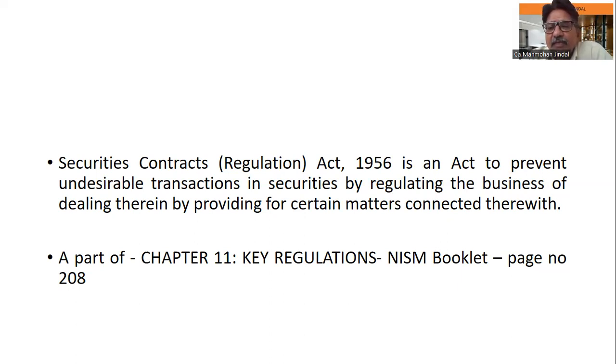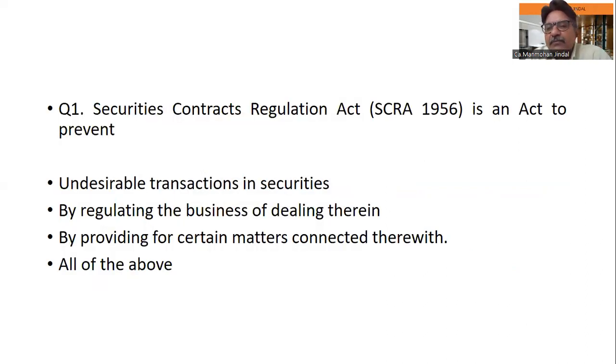So we shall discuss part 1. Securities Contract Regulation Act 1956 is an act to prevent undesirable transactions in securities by regulating the business of dealing therein, by providing for certain matters connected therewith. So there are 3 parts: undesirable transactions should be prevented, the regulated business that happens in it is regulated, and connected matters also come in. An MCQ can be made on this in different ways.